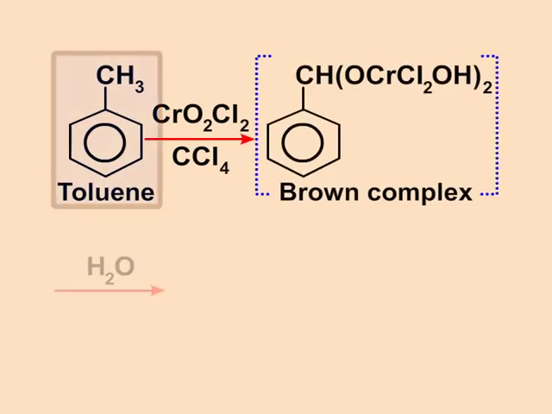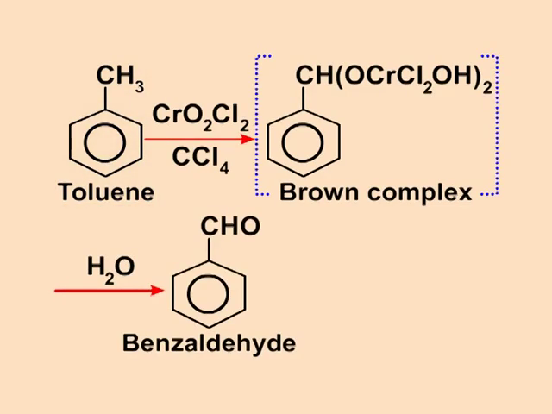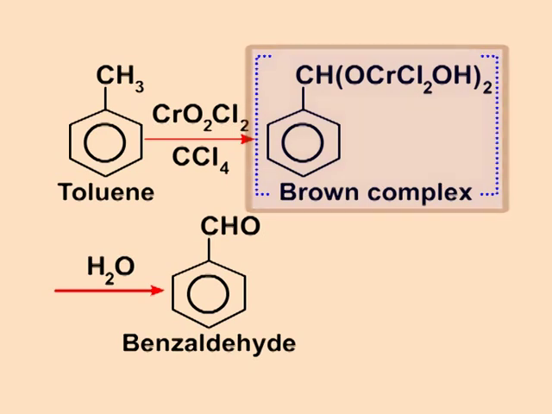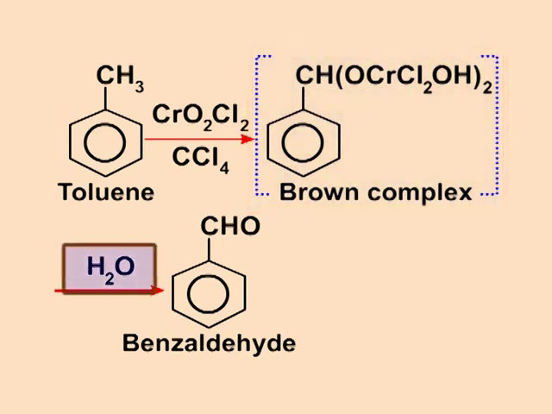We will now learn about the Etard reaction. Toluene can also be oxidized with a solution of chromyl chloride, that is CrO2Cl2, in carbon tetrachloride or carbon disulfide. An intermediate brown complex is formed, which is decomposed by water to give benzaldehyde. This reaction is called Etard reaction.